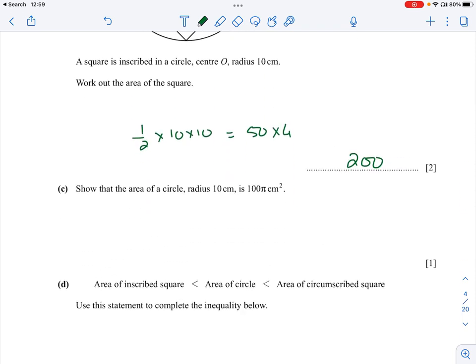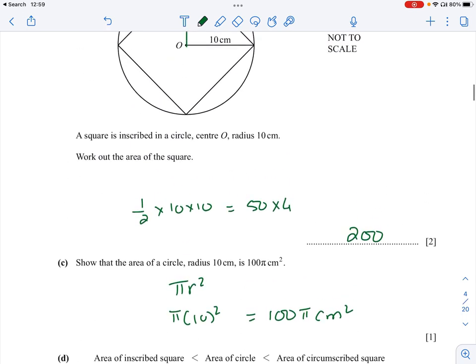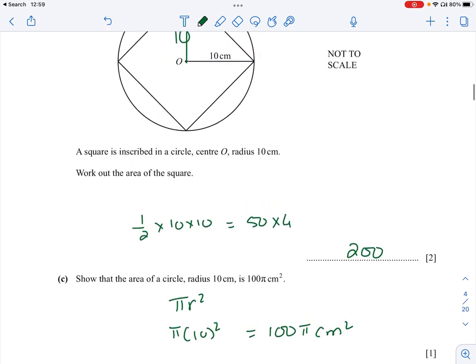Show that the area of the circle of radius 10 centimeters is 100 pi centimeters squared. So the area of a circle formula is pi r squared, pi times 10 squared, which is 100 pi centimeters squared. Area of the inscribed square is less than the area of the circle, which is less than the area of the circumscribed square. Area of the inscribed square is nothing but how much?